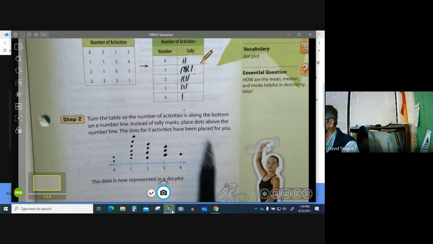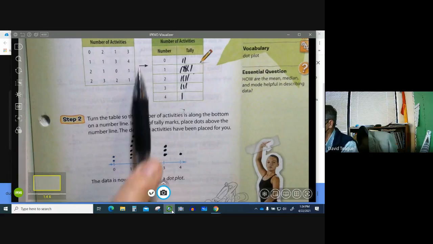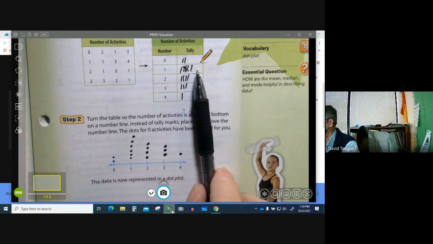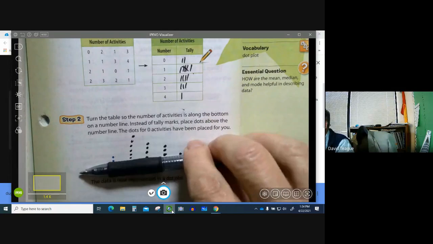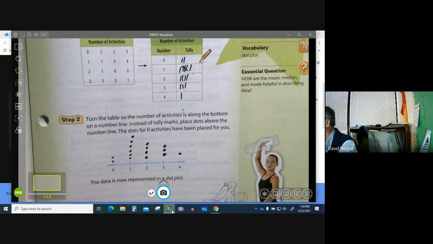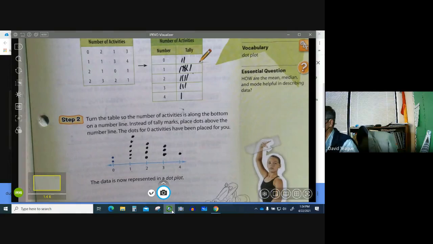So this dot plot is the same representation as this table, right? They just took it and flipped it like this, so it just looks different. But it's just another way to represent the data, okay?